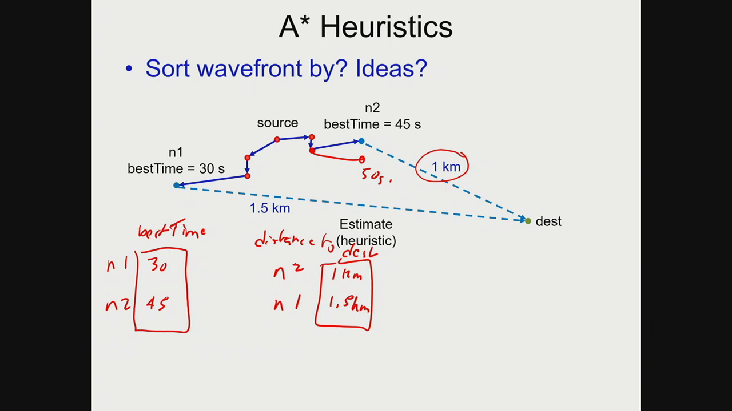So multiplying is the right idea, but doesn't quite do it. How could I get these things into the same units? My problem here is I've got travel time up to where I am, and I've got distance to where I want to get to. So the different units are causing me pain. What can I do to get rid of these different units? It's not too complicated. And remember, I don't need to be perfect. I'm just sorting the wavefront, so I'm sorting it by a guess of what would be a good order to visit these things in. It doesn't have to be a perfect order.